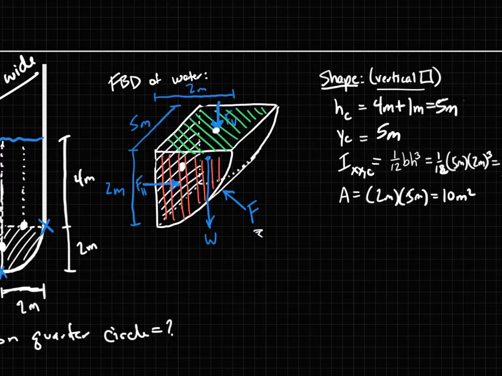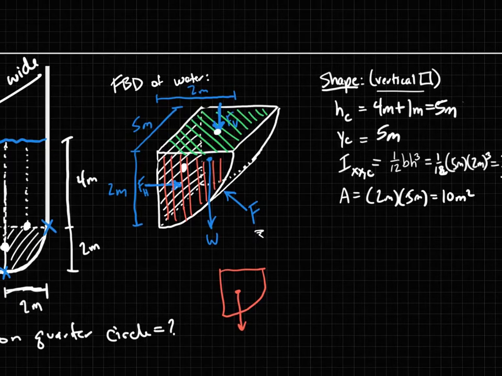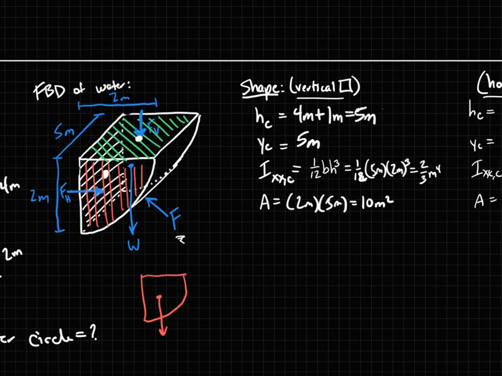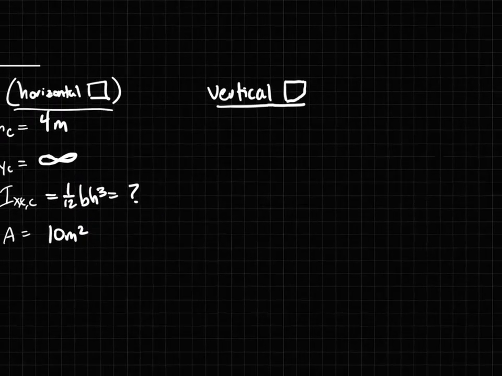But the reason we need to know this is because we need to identify where the weight is acting. So if I draw a real quick semicircle like this, or quarter circle, the weight is acting right here on the centroid of this quarter circle. So what we need to do is we basically just need to find the centroid.